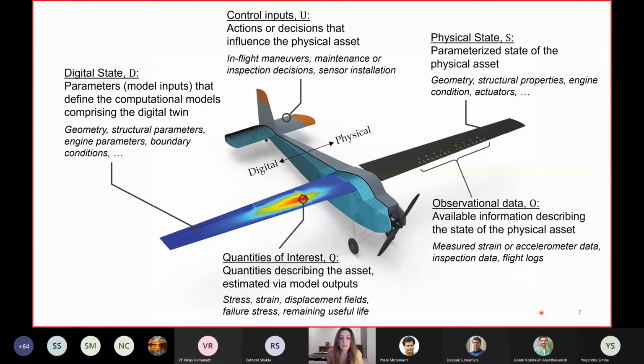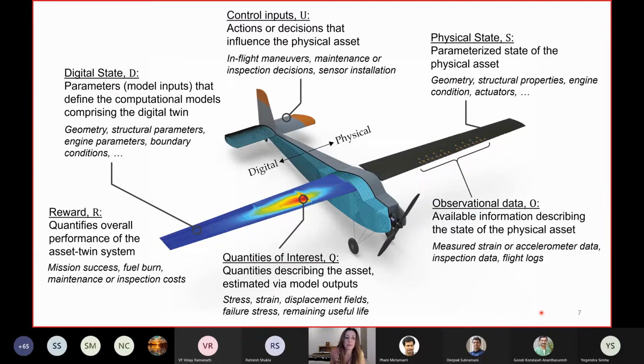The fifth element are quantities of interest. So these are going to be quantities that we will estimate via our model outputs, or perhaps predict if we're talking about predicting future scenarios. And the quantities of interest obviously depend on, again, the use case. For the structural digital twin that I'll show you, we're interested in things like stress, strain, displacement fields, failure stress, remaining useful life, and so on.